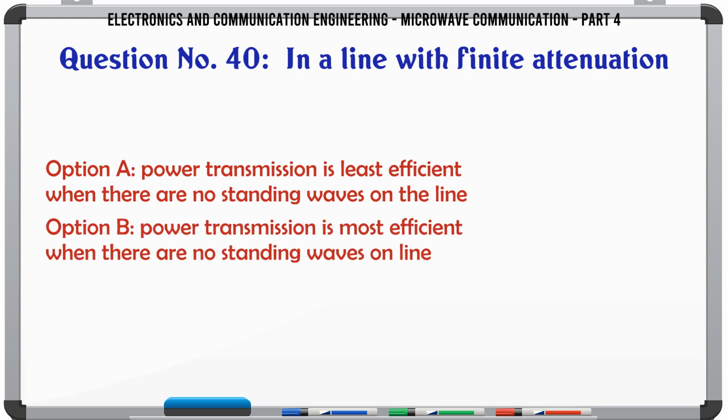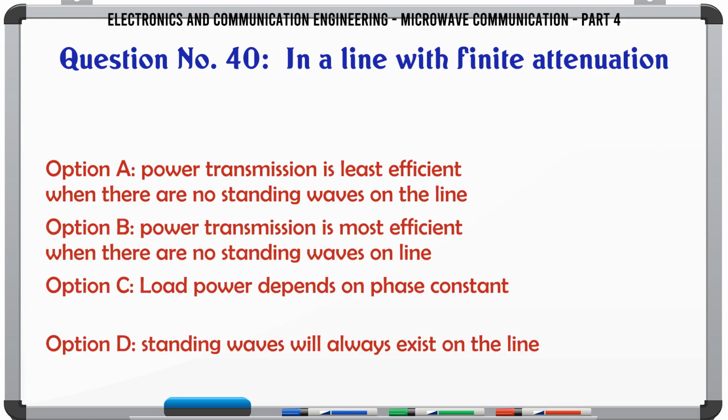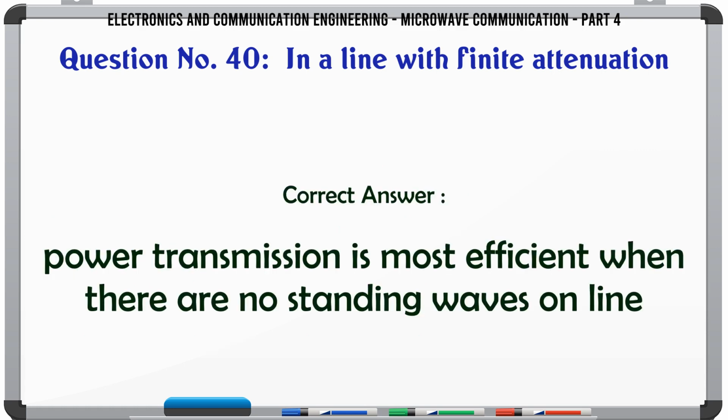In a line with finite attenuation, A. power transmission is least efficient when there are no standing waves on the line. B. power transmission is most efficient when there are no standing waves on line. C. load power depends on phase constant. D. standing waves will always exist on the line. The correct answer is power transmission is most efficient when there are no standing waves on line.